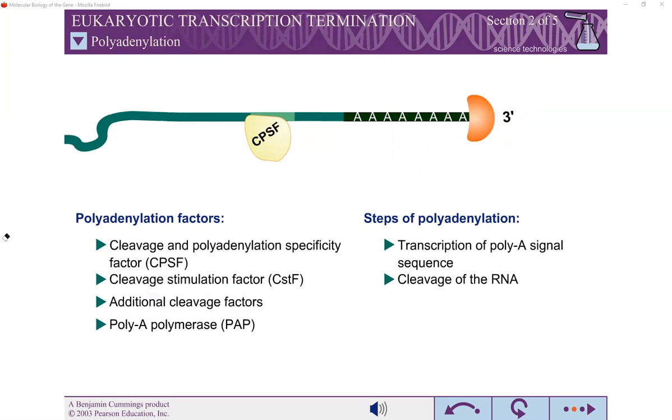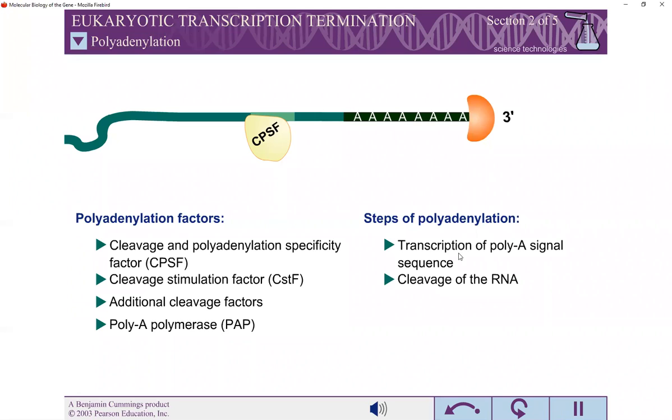Okay. So the first factor was CPSF. Second, CPSF was activated by cleavage stimulating factor CSTF. Once the cleavage took place, then additional cleavage factors were involved. Then poly A polymerase catalyzed the addition of a large number of nucleotides. Ultimately, when a large number of nucleotides were added by poly A polymerase, it will signal that this is the poly A tail which is present.